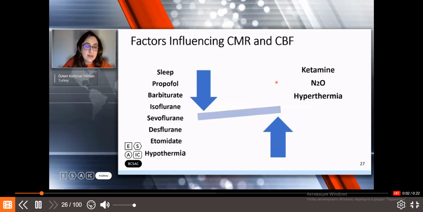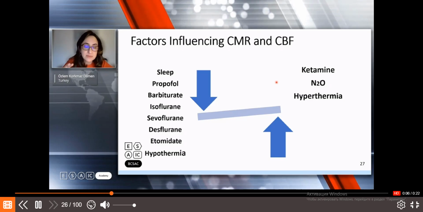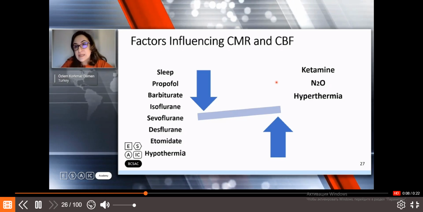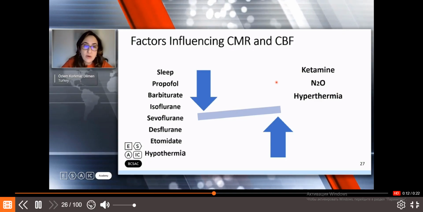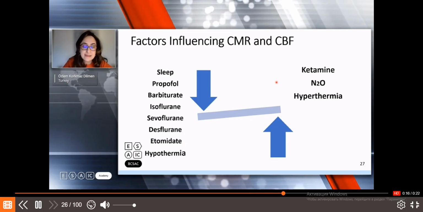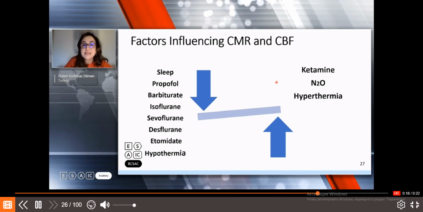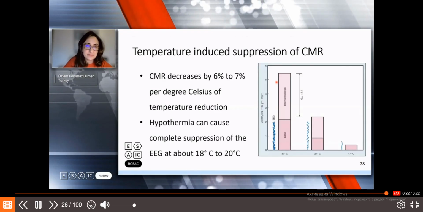In general, all anesthetic agents suppress cerebral metabolic rate with the exception of ketamine and nitrous oxide. The component of cerebral metabolic rate related to basic cellular homeostatic activities is unaffected by the anesthetics.